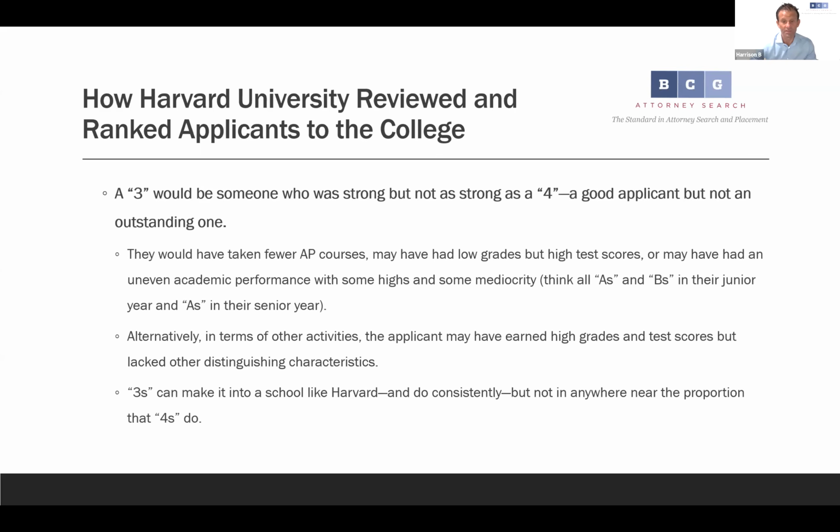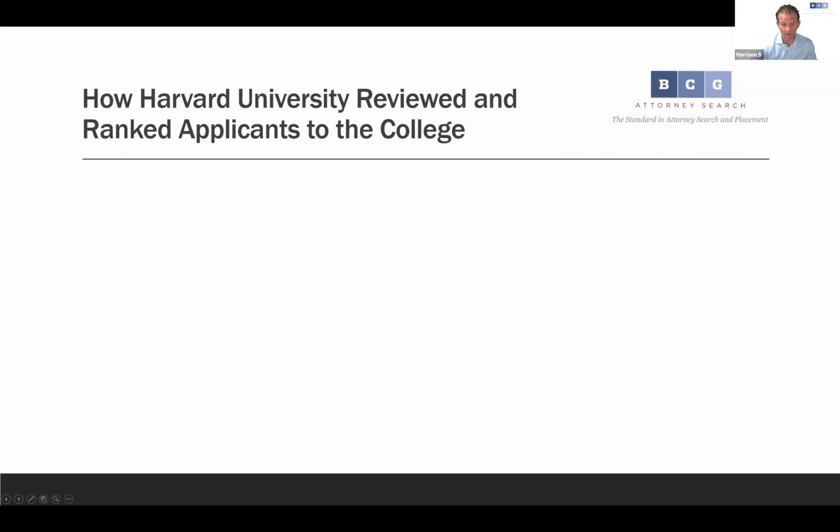And then the 3 is someone not as strong as a 4, still a really good applicant. There's nothing wrong with a 3. They would probably have taken some AP courses, maybe a lot of them. They may have other things, like they may get really good SAT scores but not have the best grades, or they may have had all A's and B's in their junior year, just an even academic performance, a really good academic performance, but not the best. And then they may have also had some extracurricular activities. And so these people also get admitted to places like Harvard. You can certainly get in as a 3, but your odds are very slim.